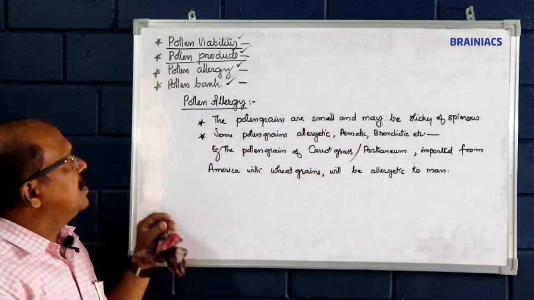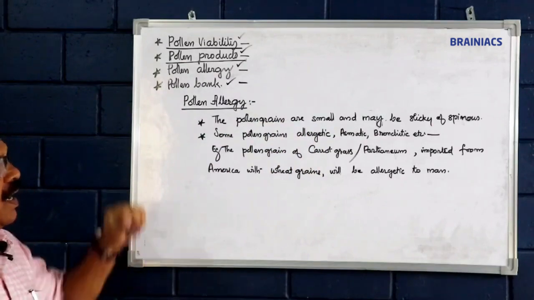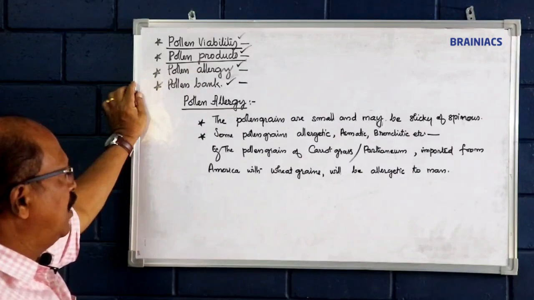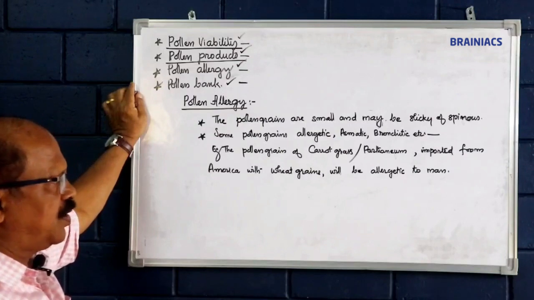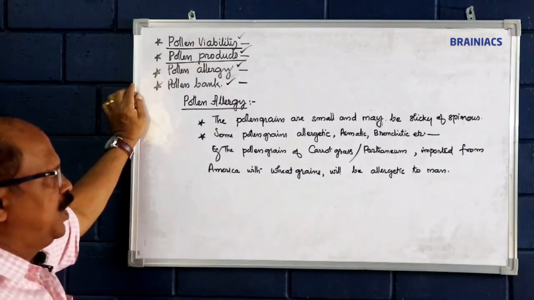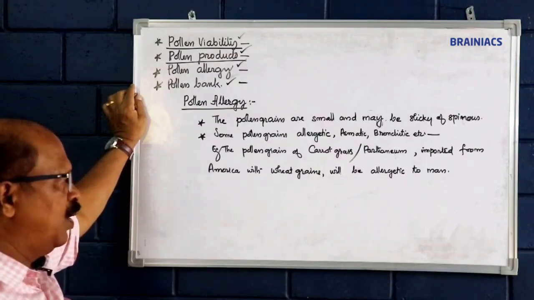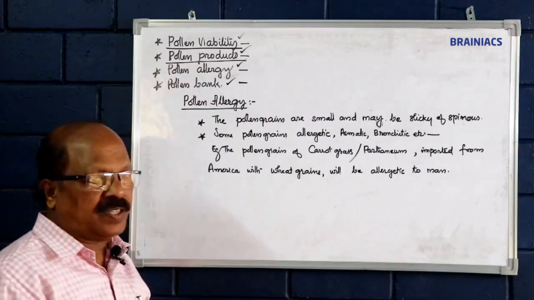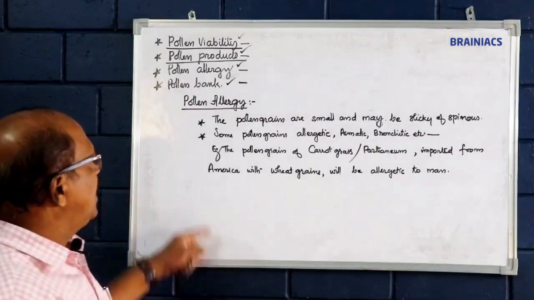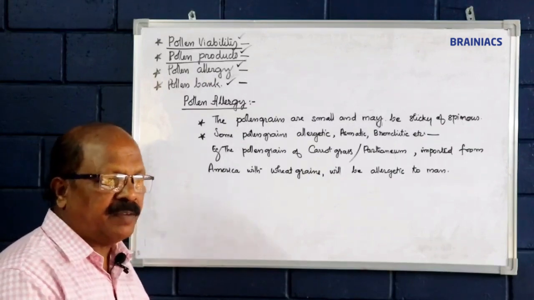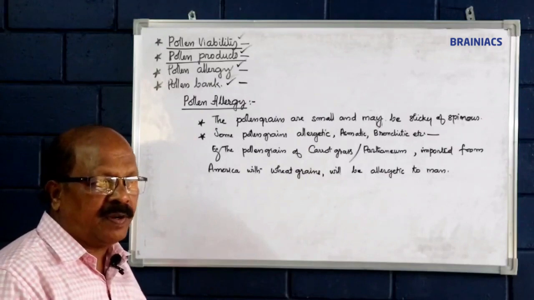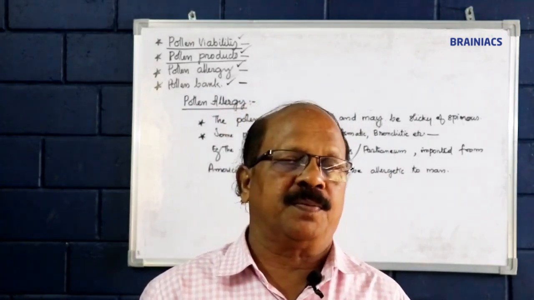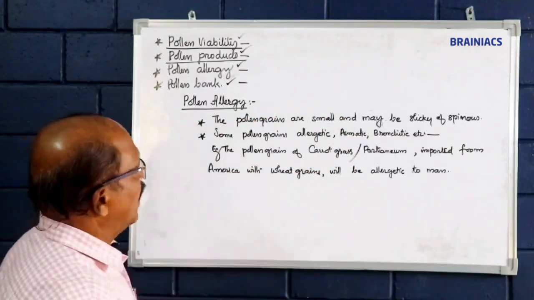See, some pollen grains are allergic, asthmatic or bronchitic, etc. So you know the pollen grains of carrot grass or Parthenium, which will be imported from America with the wheat grains, knowingly or unknowingly, will be allergic to man. It will cause asthma or bronchitis, etc. And that is why the majority of pollen grains are not allergic, but these types of plants producing small pollen grains which will irritate the respiratory tract and lead to the bronchitic or asthmatic processes. See, that is about pollen allergy.